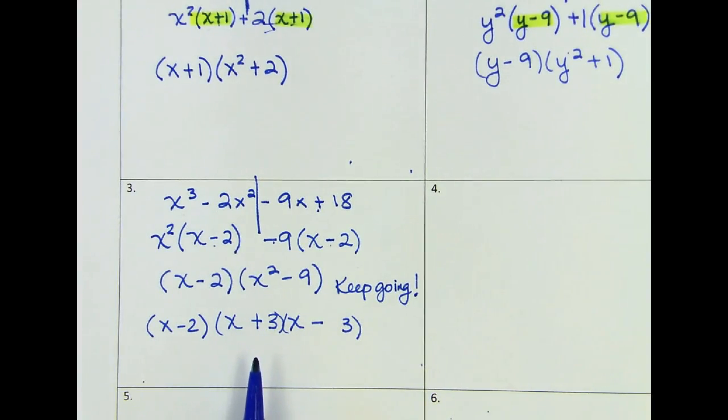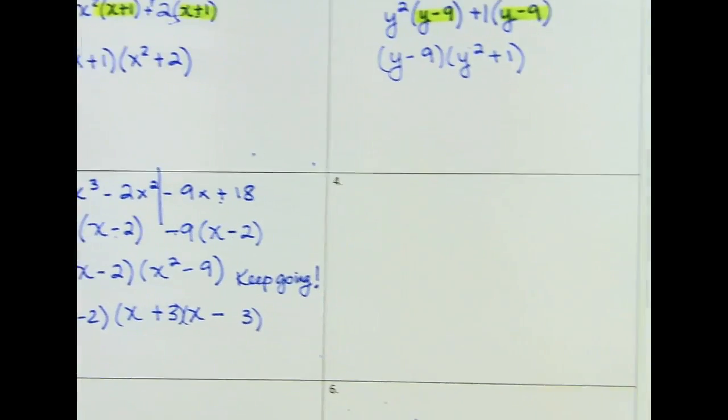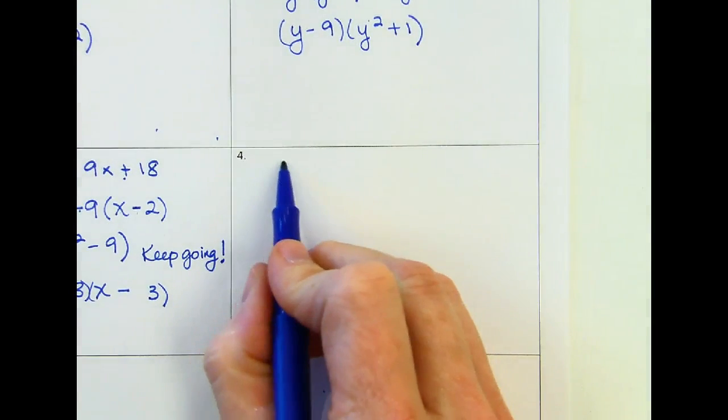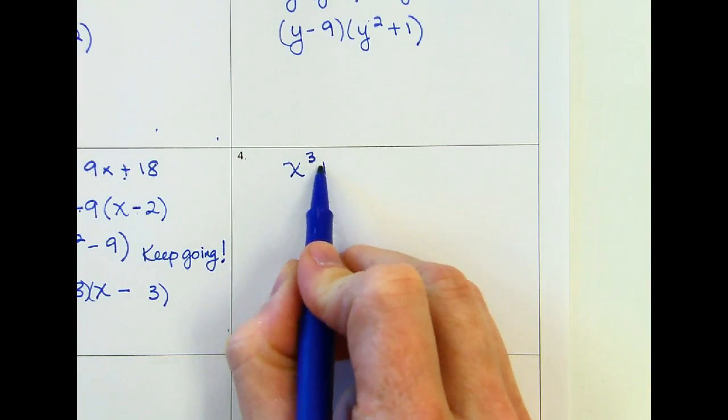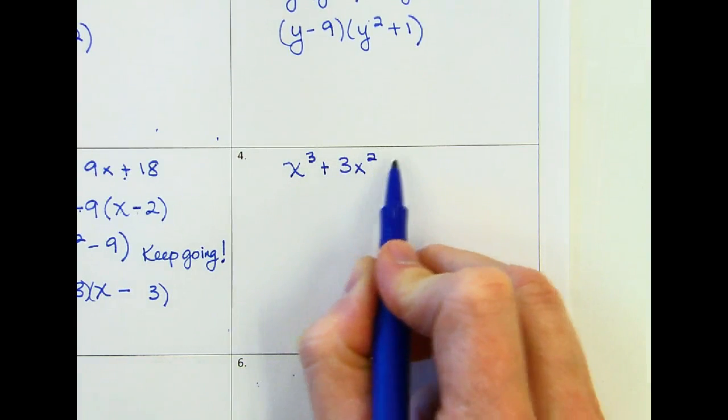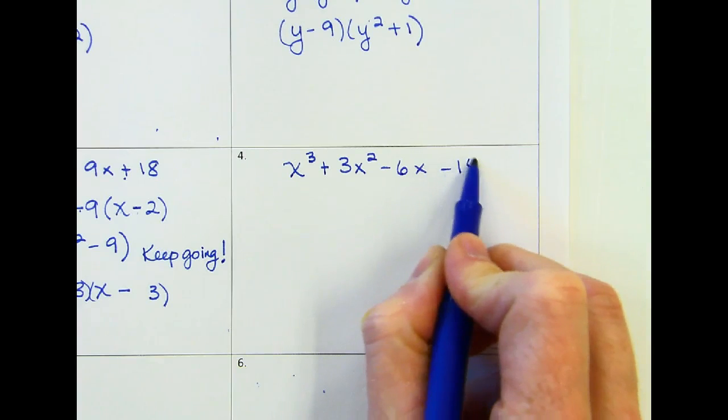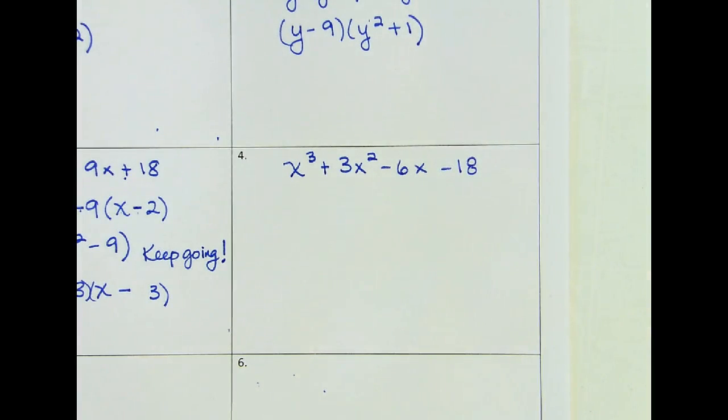So you must be alert for that to happen. Now, I'm going to slide over to number 4. Here we go. It is x cubed plus 3x squared minus 6x minus 18. So this is just a normal grouping problem. Pause the video, try that one by yourself.